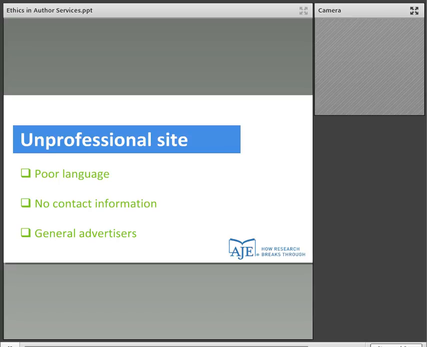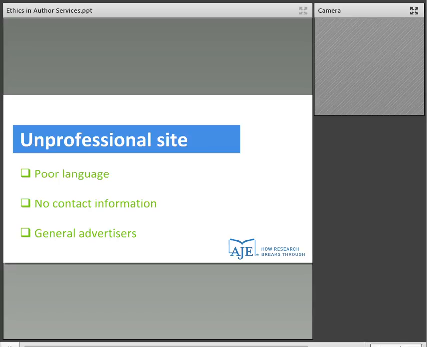If there's no contact information, obviously there's no means for you to get a hold of the people at the journal. And the last tip is the site's advertisers. So when you click on the site, you should see ads from other publishers, maybe author services, things related to the publishing industry, and things related to that particular field. So going back to geophysics, I would expect to see something regarding geophysics. I don't know what exactly, perhaps some instrumentation.